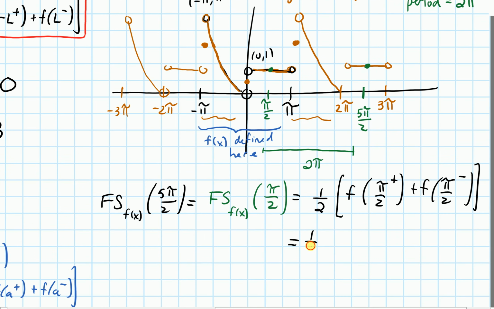So we got 1/2. At pi over 2, our function is continuous. So the limit is just the value of the function at pi over 2. And the y value there is 1. So both of these are 1. The left-handed limit and the right-handed limit as x gets close to pi over 2 are both 1. So we end up with just 1. And that's what we expected. Looking at the graph, at 5 pi over 2, the y value there was 1. But this is how we justify it, using the periodic nature of the Fourier series, as well as our convergence theorem.